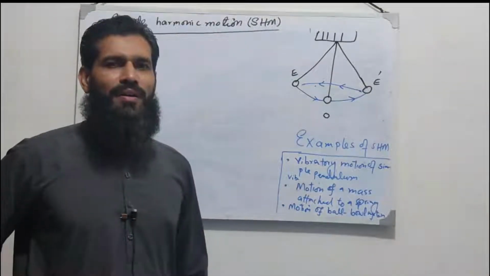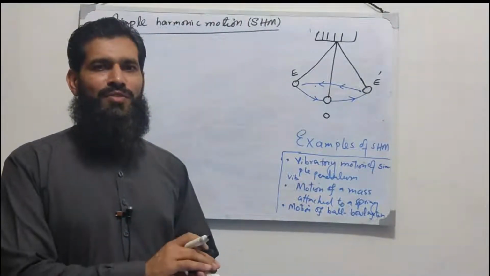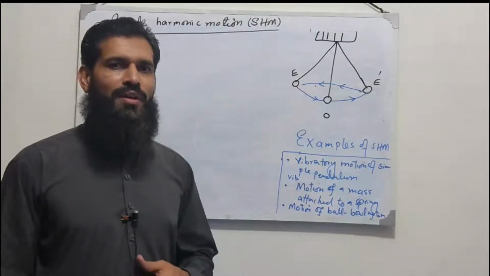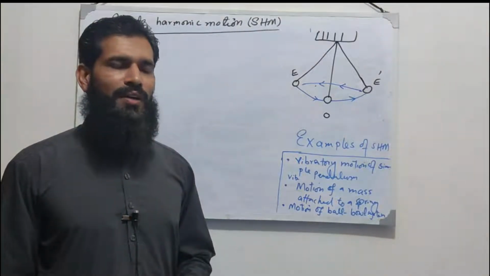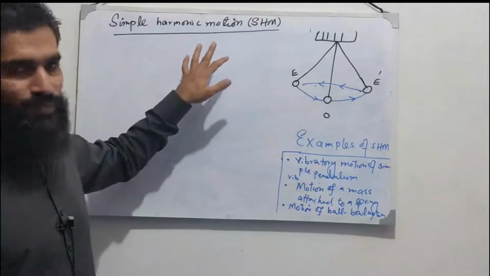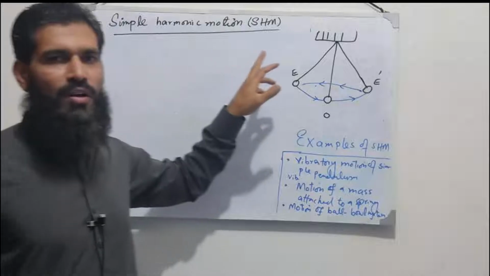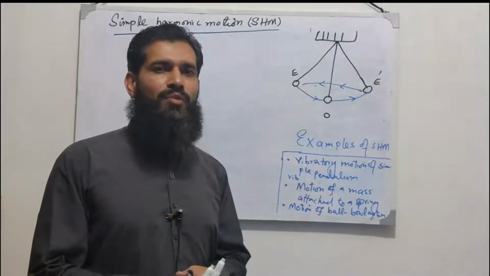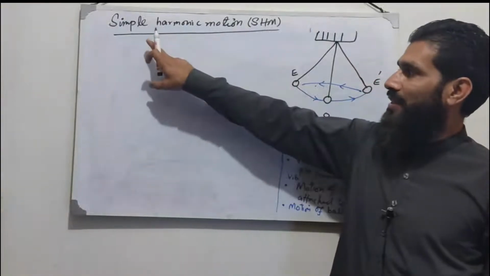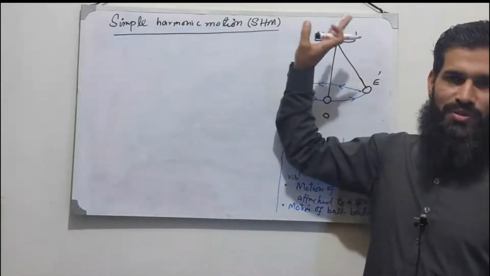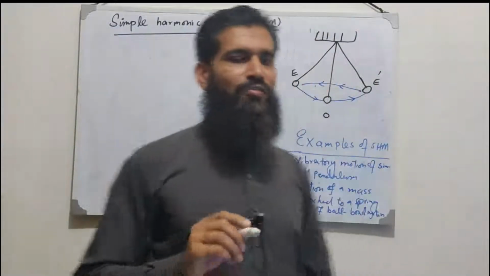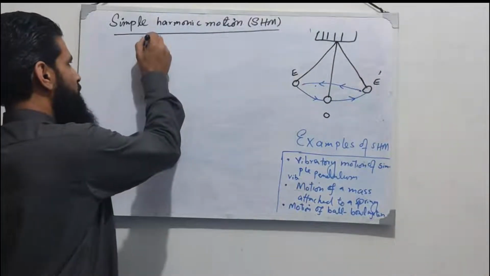Dear students, we are going to start 10th class physics chapter 10, that is simple harmonic motion. So our topic today is simple harmonic motion. Previously you have learned what is vibratory motion and what is oscillatory motion. Now we are heading towards a technical term that is simple harmonic motion. Simple harmonic motion is basically a special kind of vibratory motion.